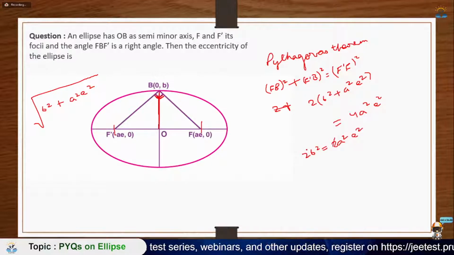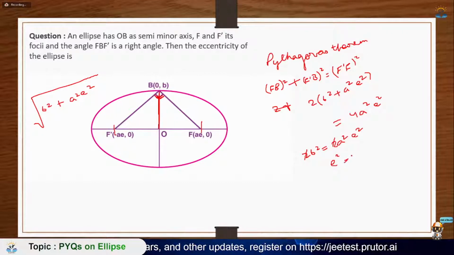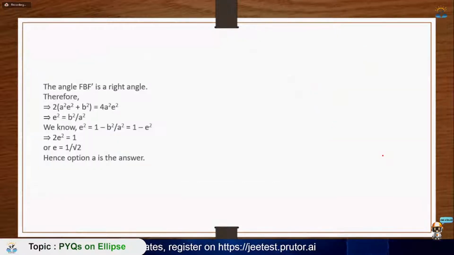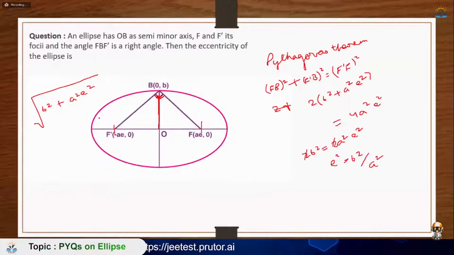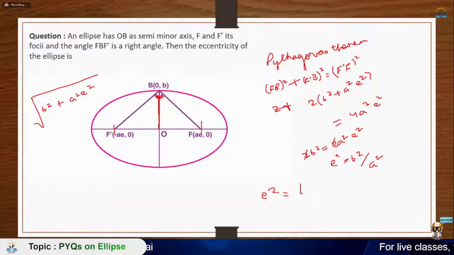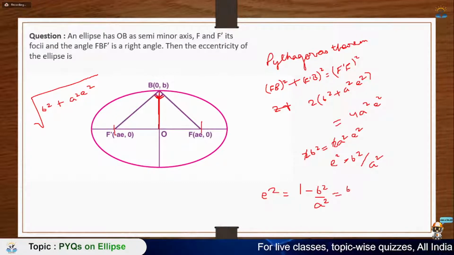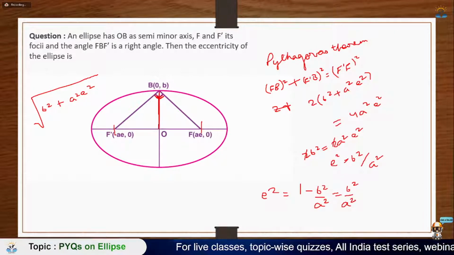So 2 and 2 will cancel, and from here you are getting your eccentricity square to be equal to b square by a square. You can see e square is equal to b square by a square. Okay, and you know that the formula for eccentricity of an ellipse is e square equal to 1 minus b square upon a square. Since this thing is equal to b square upon a square, you can equate both the two equations. Okay, so you can simply equate them. On equating them, what will you get?